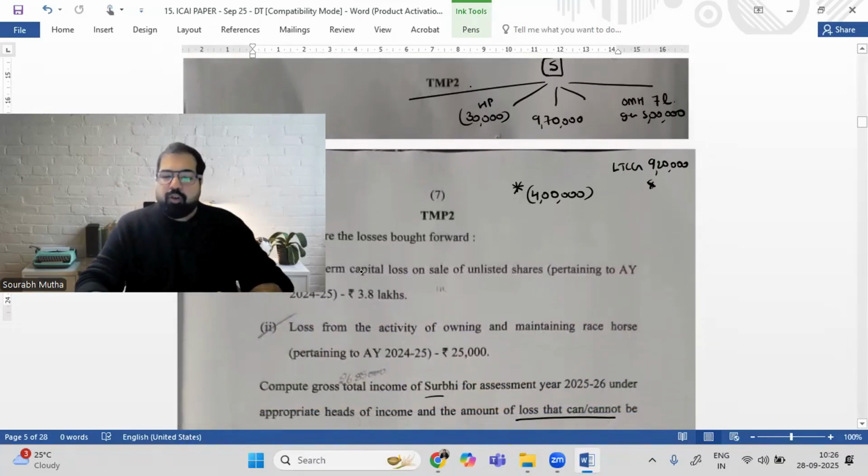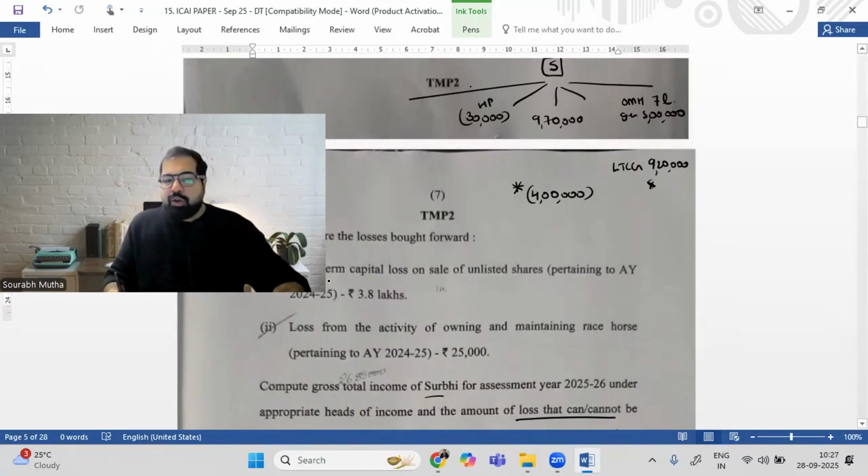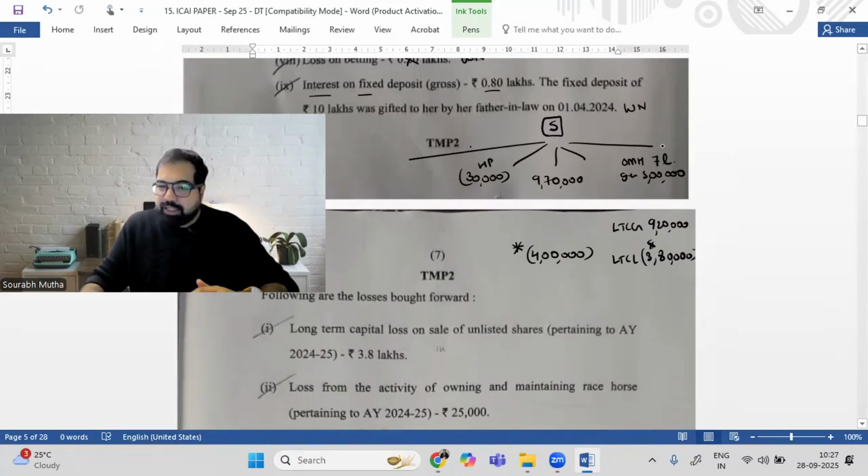Following are the losses brought forward. Guys, the losses brought forward are great, but one condition is the brought forward losses cannot go outside their house or their room. That is the quarantine stamp, if you know my shortcut. Long-term capital loss of 3.8 lakh. I'm writing long-term capital loss 3 lakh 80,000, which I can adjust against long-term capital gain. Yes. And loss from activity of owning and maintaining race horses. Race horses made 25,000 rupee loss, which also I can set off. So this looks like my question.